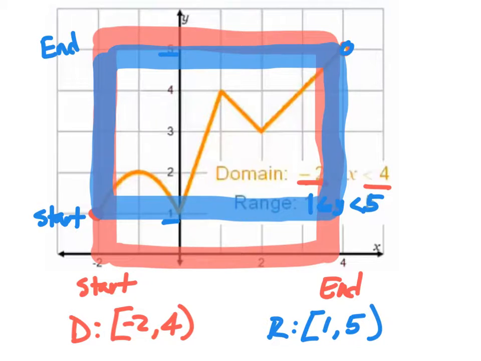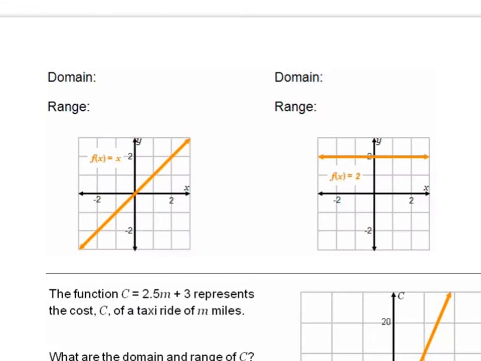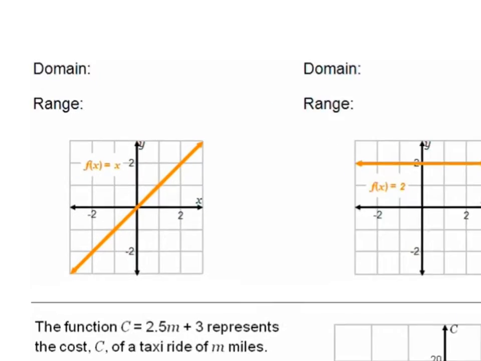We'll look at a bunch of these, and I'll keep doing the same thing and asking the same question. So let's move on to the next page. Let's take a look at these next two questions. Given a graph, we want to figure out the domain and the range. I will do this both in interval notation and inequality notation so that we understand.